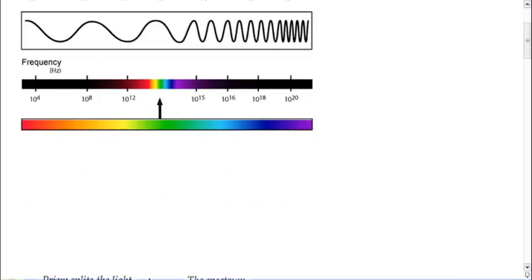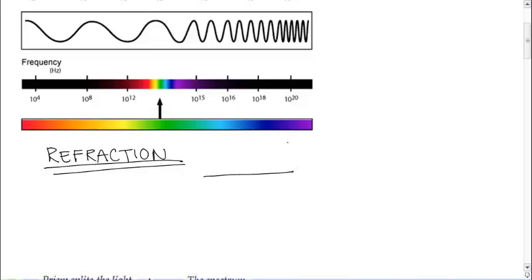Now, the second concept I want to review with you is the concept of refraction. We studied refraction when we started Unit 2 on seeing into the sky, and we looked at lenses. Hopefully you remember refraction is simply when a light wave hits some boundary between two different surfaces or two different mediums, and it changes direction.